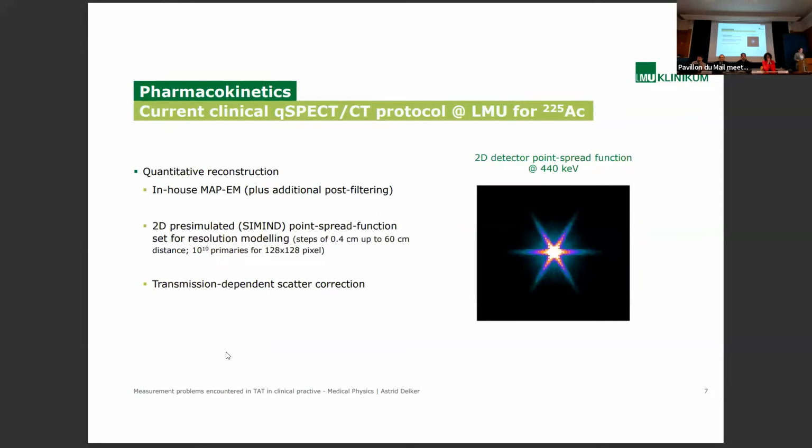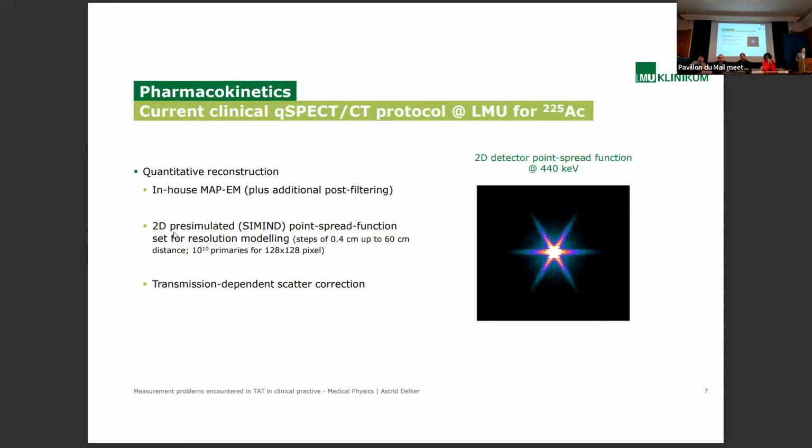The quantitative reconstruction is carried out with our own in-house reconstruction software. There's already an intra-reconstruction filter included, but we normally apply additional post-filtering to really allow for sufficient noise suppression. We use that reconstruction software for lutetium already. However, for the actinium-225 imaging, we had to build in some modifications.